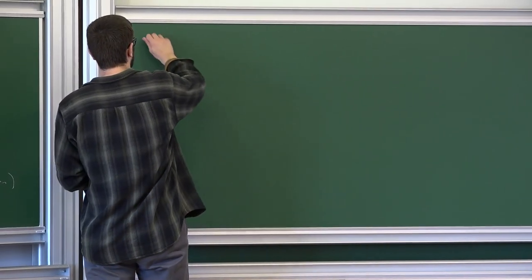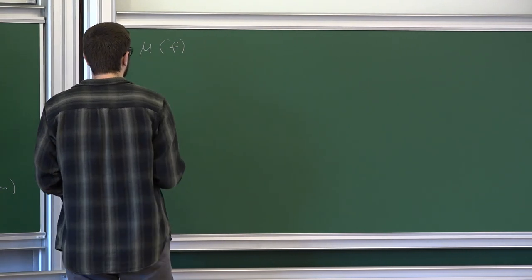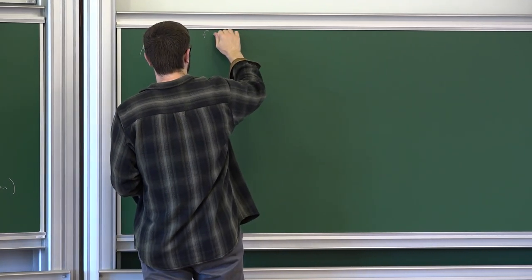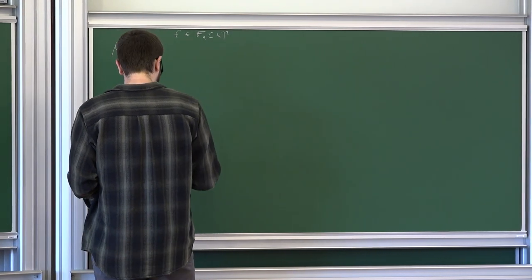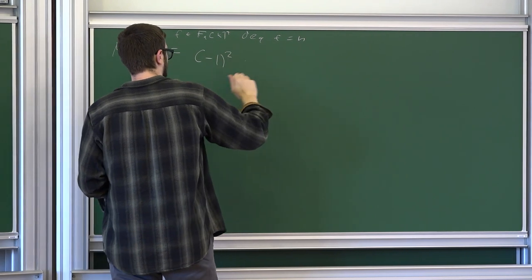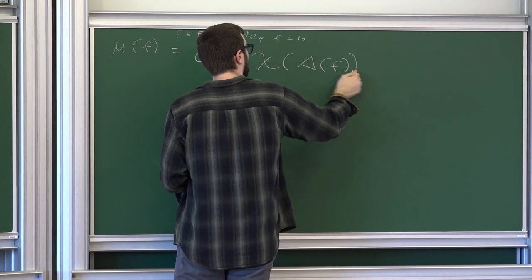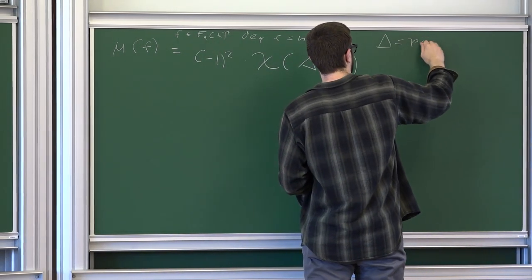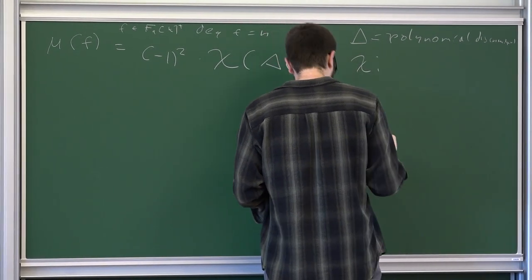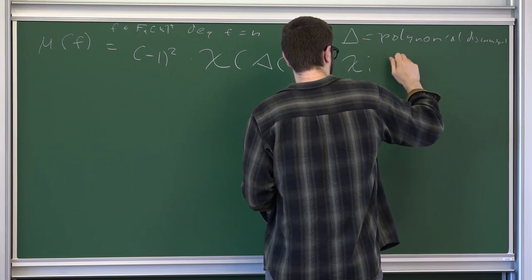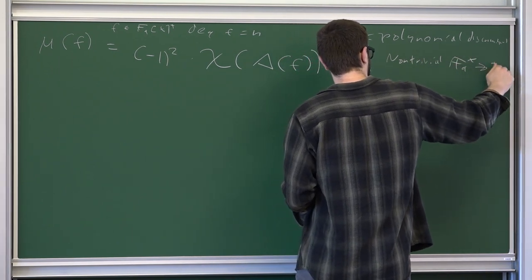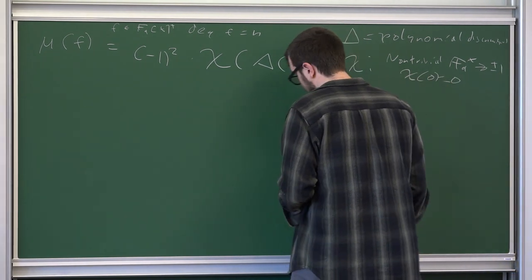The key identity for doing that is that the Mobius function of a polynomial f, which for simplicity I'll assume is monic, say of degree n, is minus 1 to the n times a character of the discriminant of f. So here delta is the polynomial discriminant, and chi is a quadratic character. It's a non-trivial homomorphism from the multiplicative group of Fq to plus or minus 1, and we set chi of 0 to be 0. So it's essentially like a Legendre symbol.